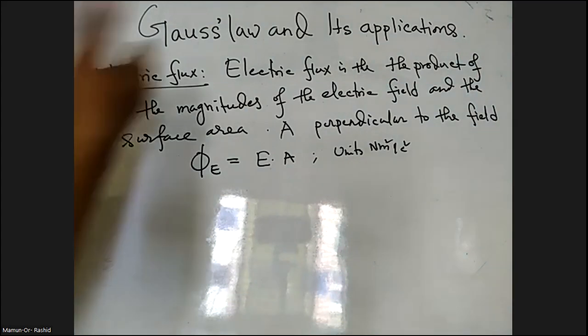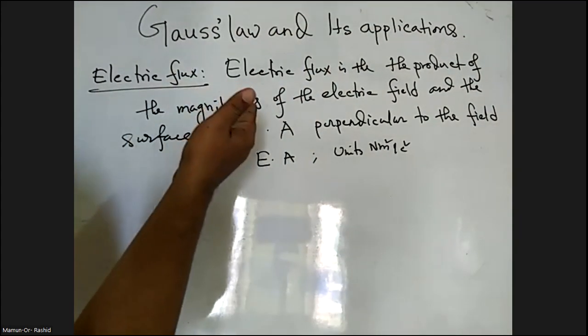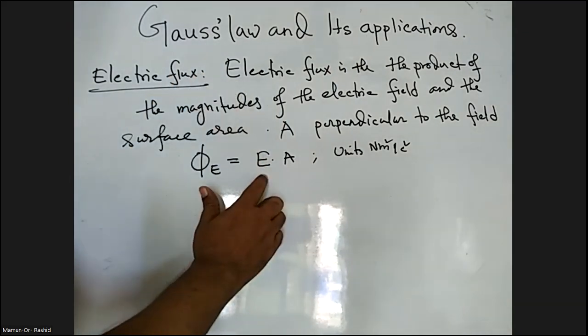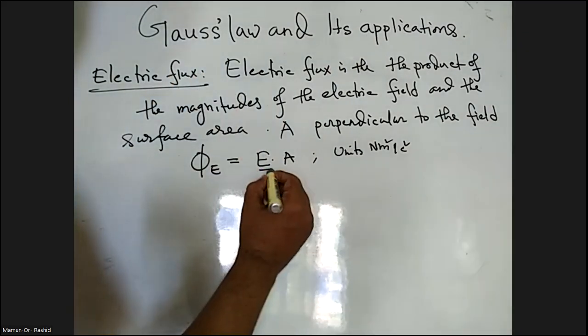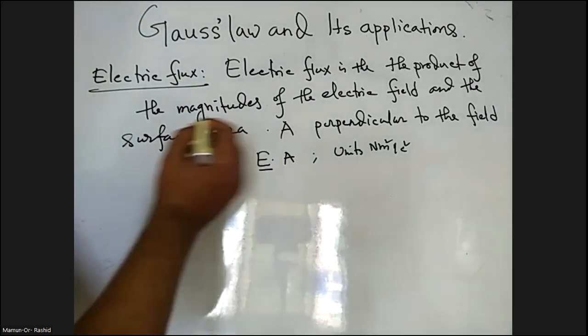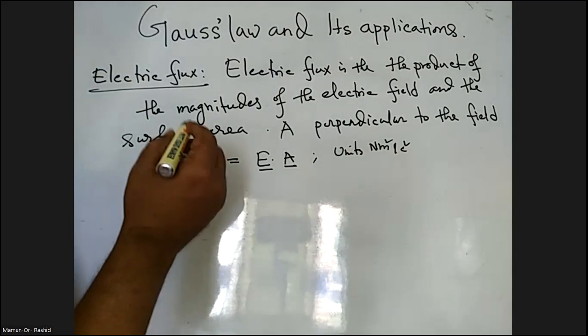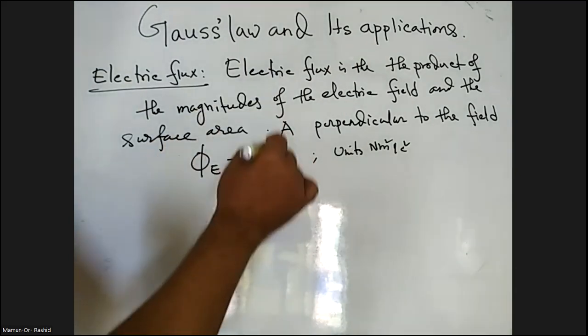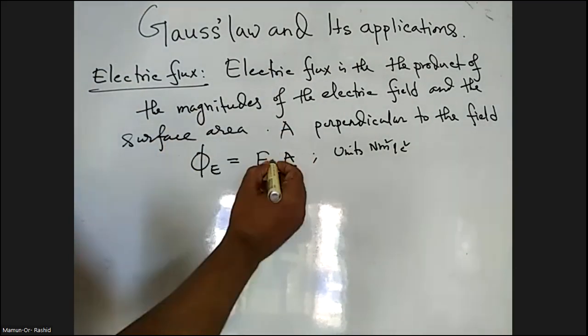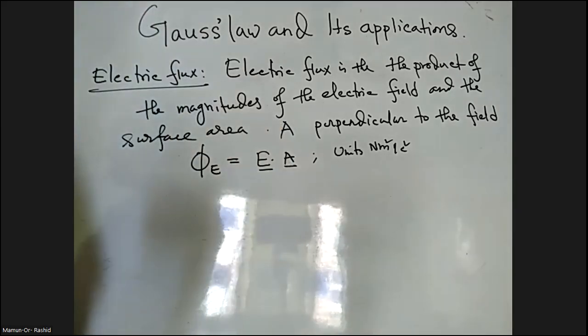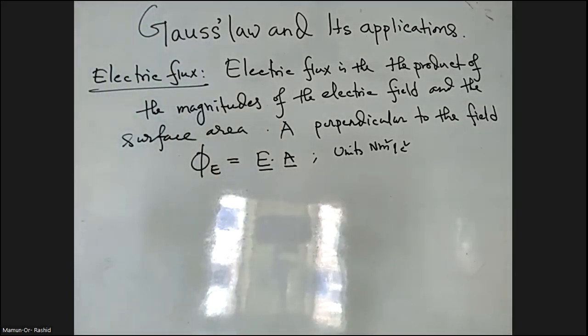So actually the electric flux is the product of the magnitudes of the electric field, which is the vector field E, and the surface area. A is the actual surface area. So the electric flux can be denoted by this product. This is a dot product, because it gives the magnitude. Symbolically and graphically we can represent it like this.